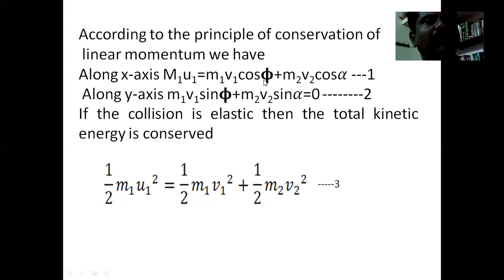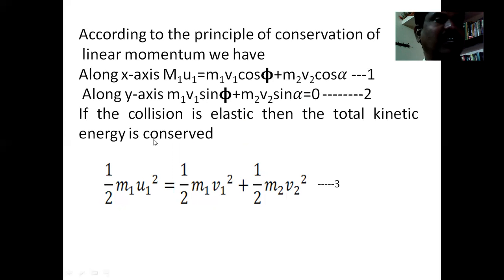This is the component of momentum of the first particle along the x-axis, whereas m2 v2 cos alpha is the component of momentum of the second particle along the x-axis. Along the y-axis, initially the two particles are not moving in the y direction, so the component of momentum before collision is zero. After collision you get m1 v1 sin phi plus m2 v2 sin alpha, the sum of the momenta of these two particles after collision.